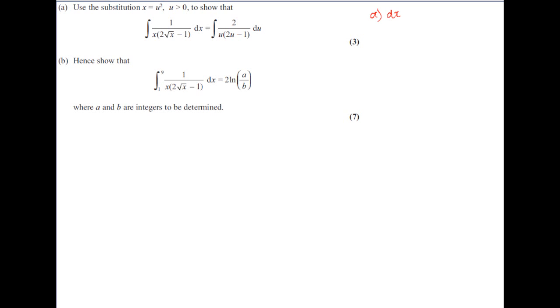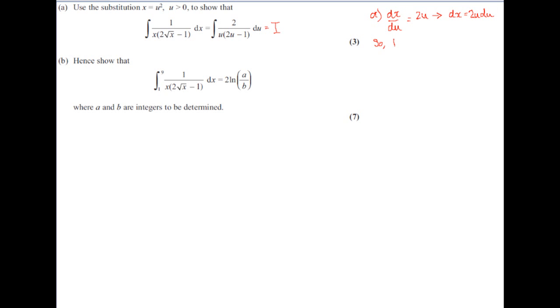So for the first 3 marks then, we need to change the x's to u's, and we need to convert the dx to a du as well. So we integrate it with respect to u. And so given that x equals u squared, dx by du equals 2u. So that implies that dx is equal to 2u du.